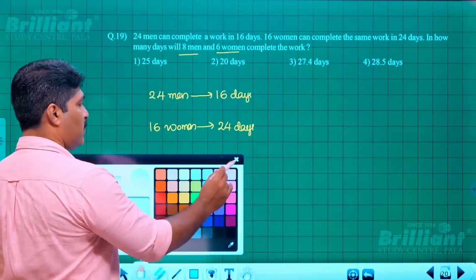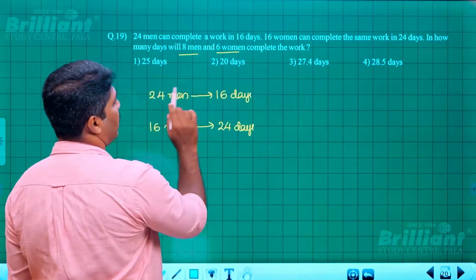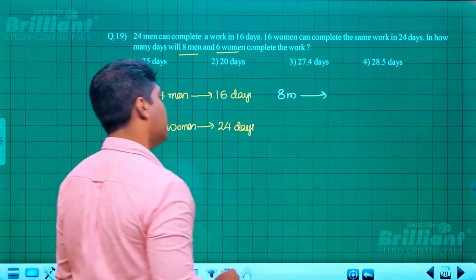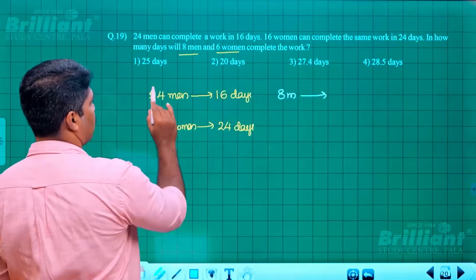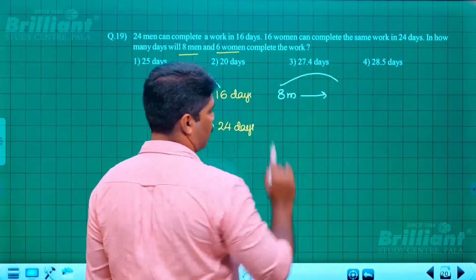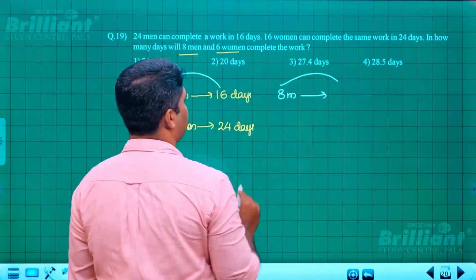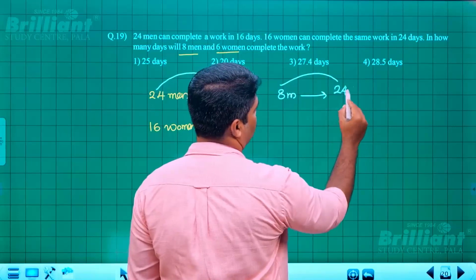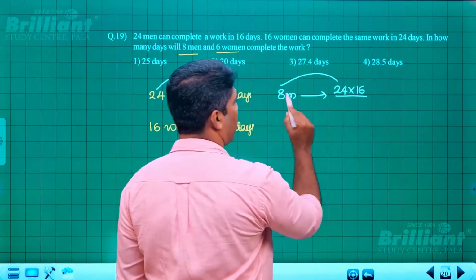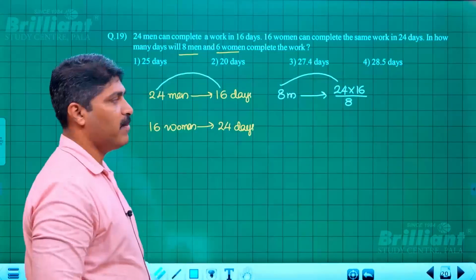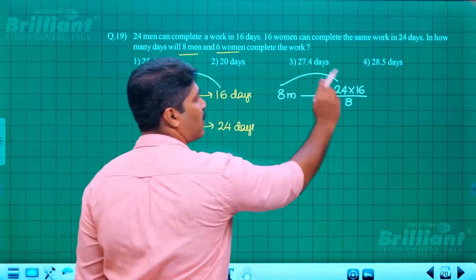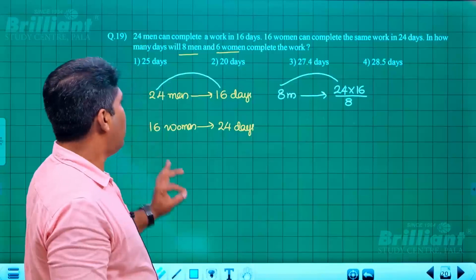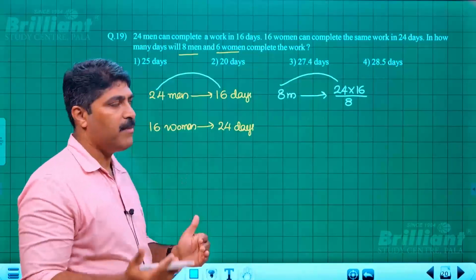Suppose we just consider the first statement. If 24 men take 16 days, then how many days can 8 men finish the work? That's a simple logic. The product of these two values equals the product of these two values. Therefore, for finding this one, you just multiply 24 and 16, and divide by 8. Got it? That's a simple method, because the product of these two values should be equal to the product of these two values. We are talking about the same quantity of work. Therefore, if 24 men require 16 days, what is the time required for 8 men?